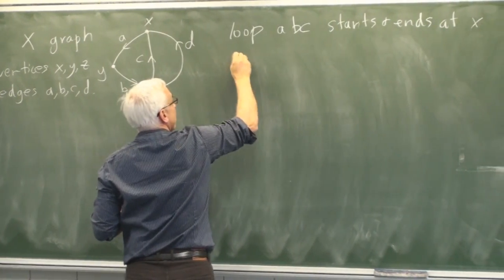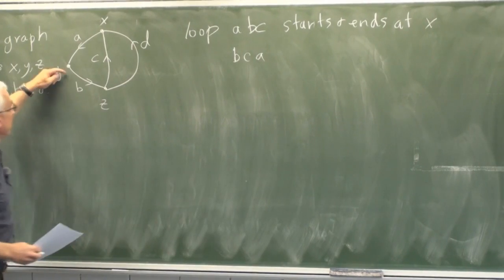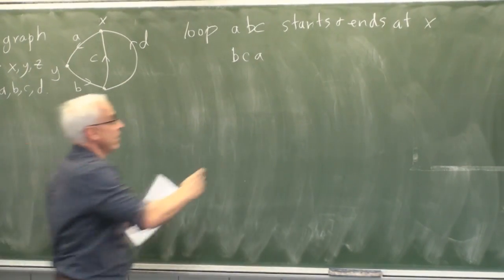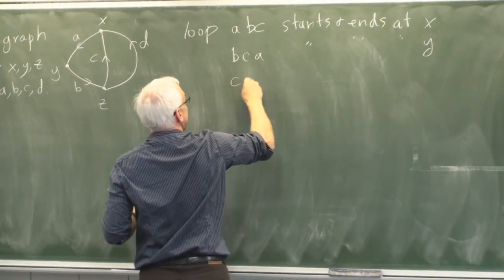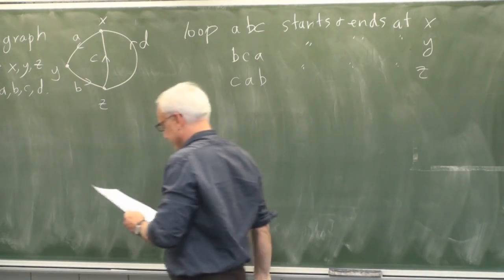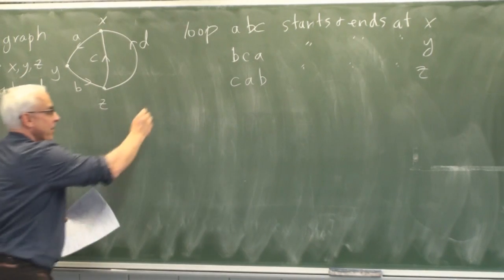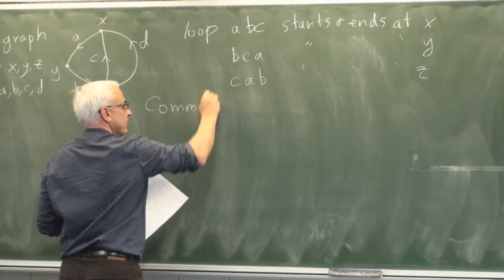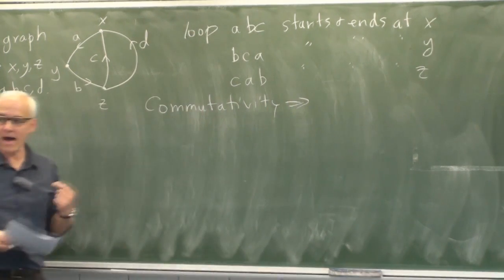While the loop B, C, A starts and ends at Y, and C, A, B starts and ends at Z. Now, if we're going to work in the commutative setting, and all of these are going to be essentially the same, then we can deduce that commutativity implies that it doesn't really matter where we start.